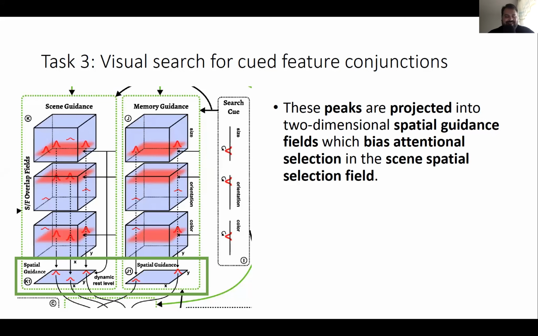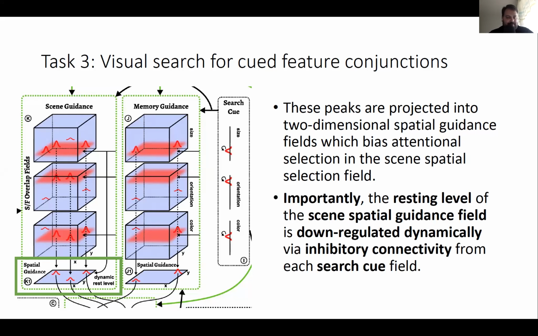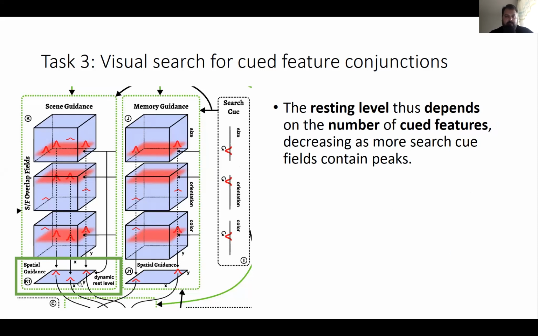Perfect. So, okay, these peaks are projected back into the two-dimensional spatial guidance fields. Importantly, this spatial guidance field has a dynamic resting level that depends on the number of queued features by inhibitory connections. This field is dynamically downregulated. So each of these fields that contain a peak dynamically decreases the resting level of this field.